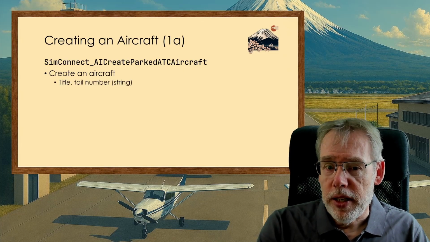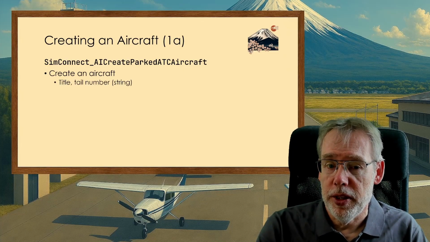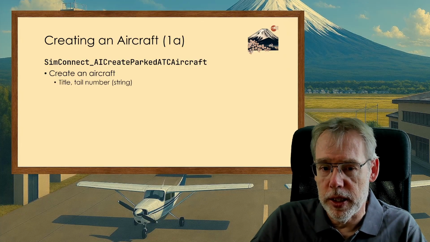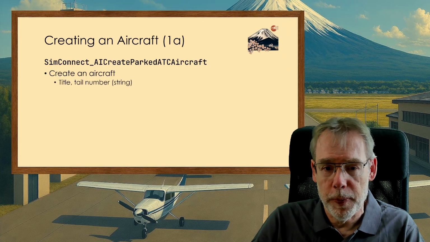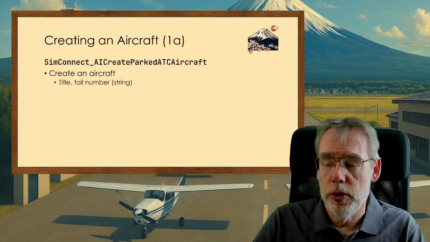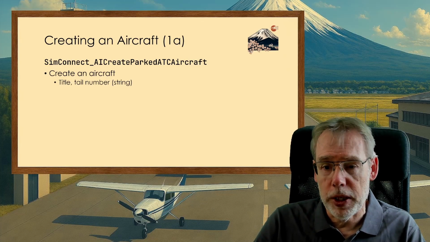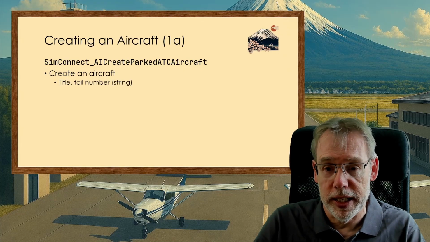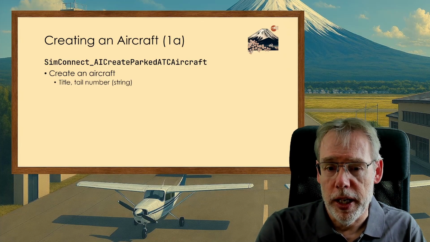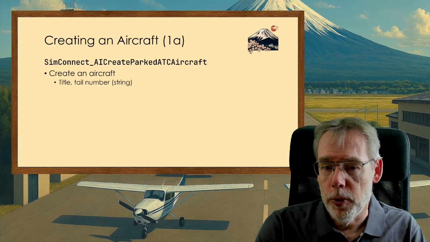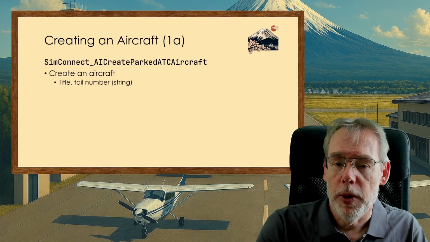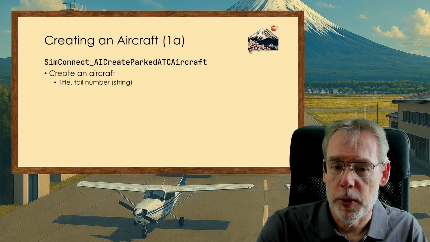So when we create the aircraft, we need to specify the title, which is the unique identification of the aircraft type and what it looks like, and a tail number, which is of course important if you're going to fly under ATC control, because ATC is going to use that to call out. So both of these are strings, and we can get them from our current aircraft, and we can set them if we want on the aircraft that we're creating.